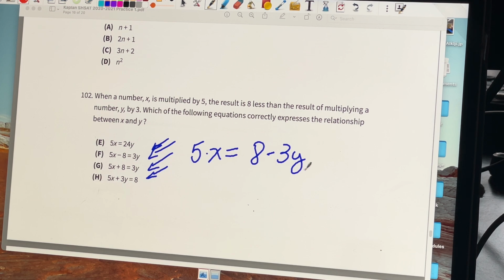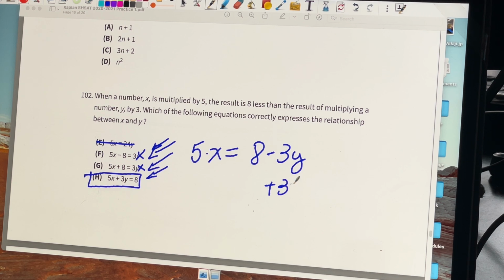Well, 5x equals 8 minus 3y. It's definitely not this one. 5 minus 8 equals 3y. No, because 3y is negative here. But this one. First of all, the y is negative, so this is gone, and this is gone, and this is the only one that works, and I'll show you why.